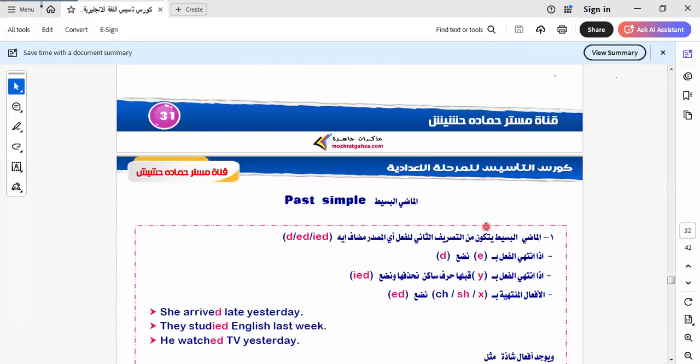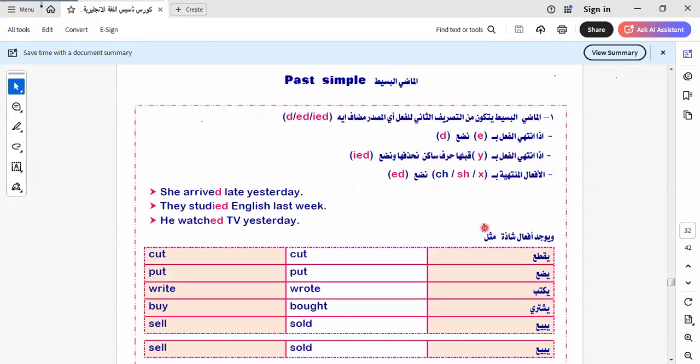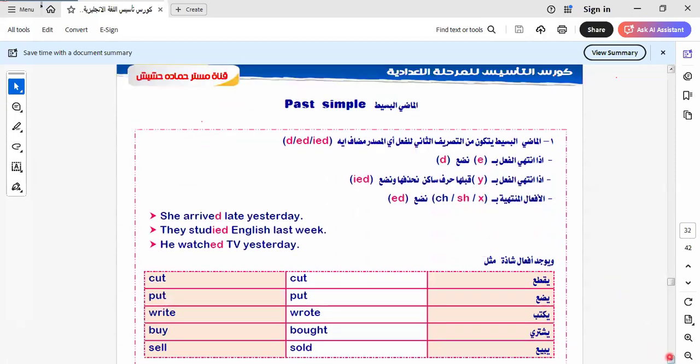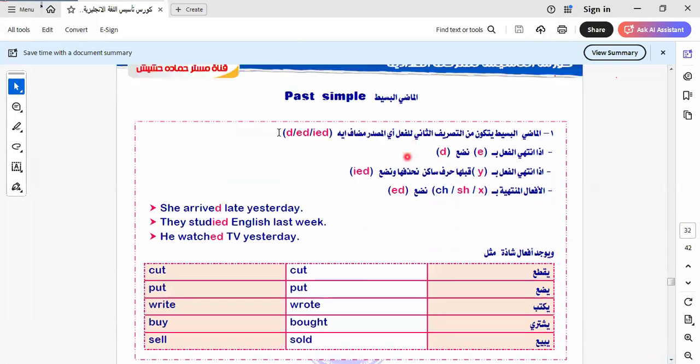So here we end the present continuous tense. Today we are explaining a new tense, which is the past simple tense. We use this tense to express an action that happened and ended in the past.